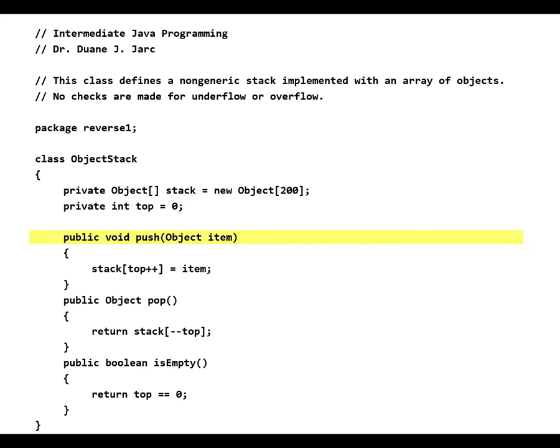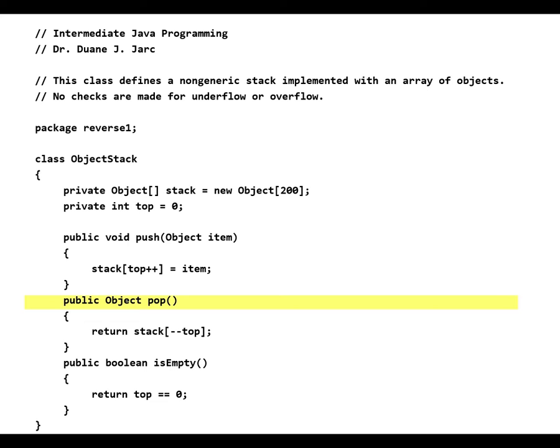The push operation allows objects to be added to the stack. Notice that the type of its parameter is Object. This statement adds the parameter item to the stack and also increments top. In this case, it is essential that the increment operator be a postfix operator so that the incrementation occurs after the assignment. For simplicity, no check is made to prevent a subscript out of bounds should the stack overflow.